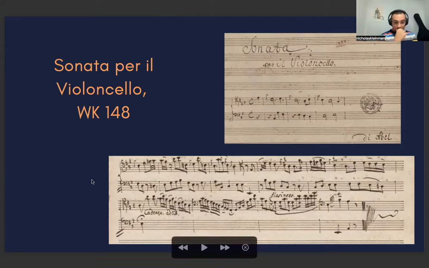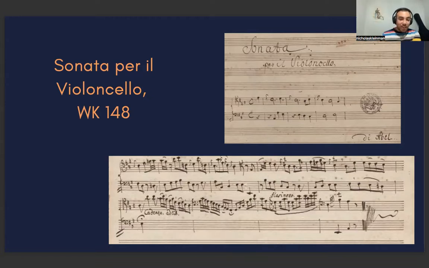I think it's interesting that he writes cadenza ad lib. I don't know how you can ad lib. It seems to me to write it out is the opposite of ad lib. I don't quite understand what he means. And this clarinetto at the end, I think it's coming from a flageolet, from the French meaning arpeggio.